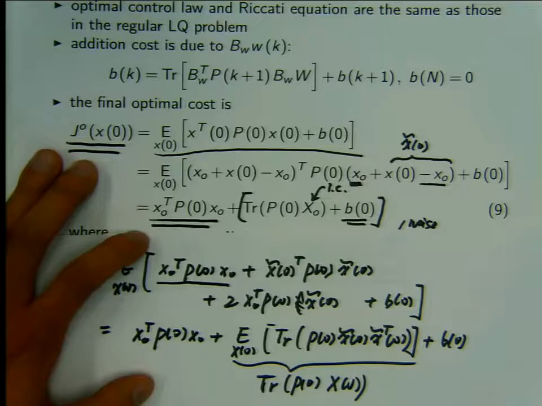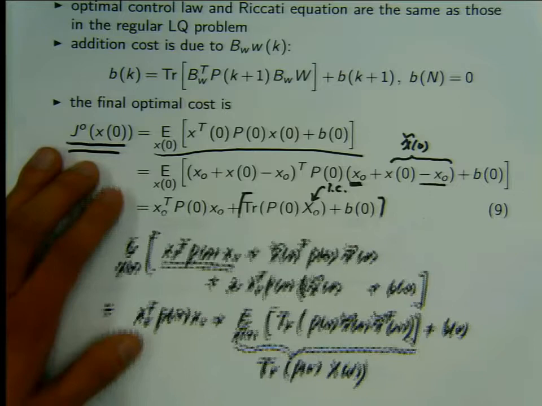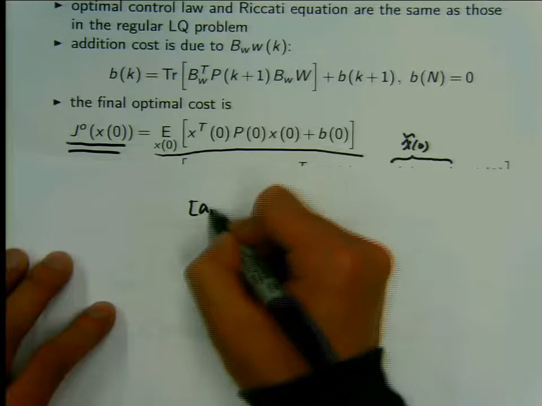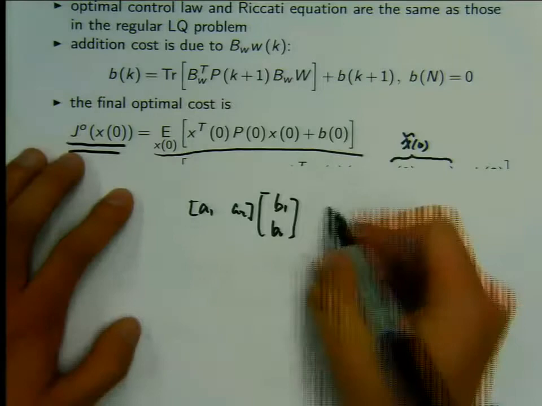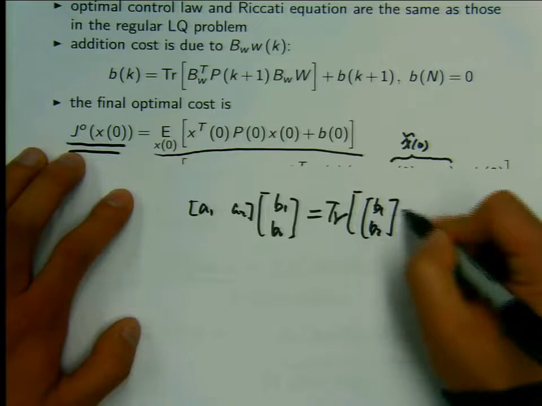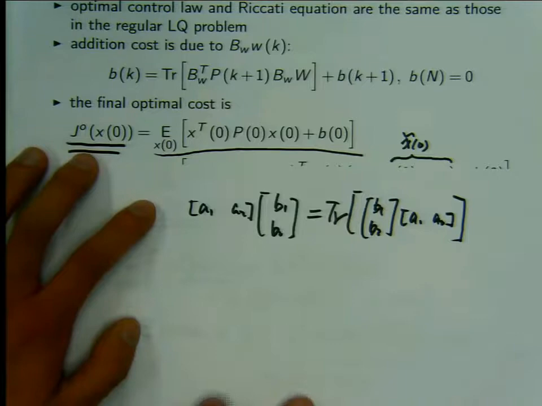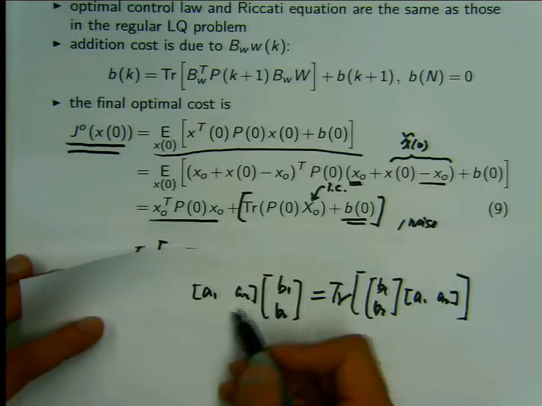This is the trick we mentioned a few lectures ahead. So A1, A2, let me do an example, B1, B2, equals the trace of B1, B2, A1, A2. I'm using this fact. Yeah, it's true for general vectors.